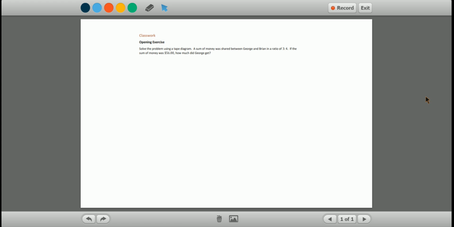Welcome to Lesson 3. In Lesson 3, we will be writing products as sums and sums as products. Everyone should have a packet in front of them. Please make sure your name and date is on it, and I'm going to go through each segment of this.